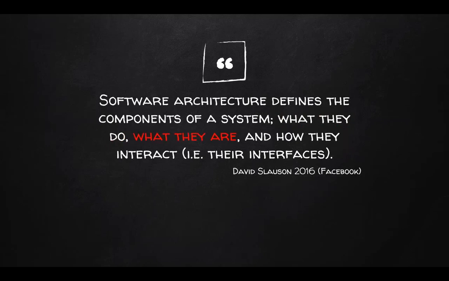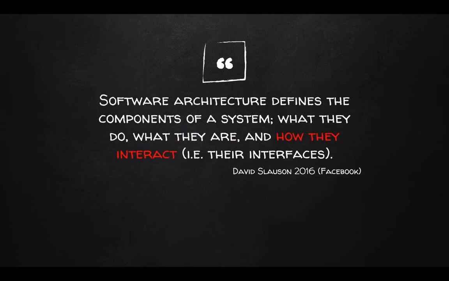The actual physical bit is what they are. And that's important as well. If you don't define that, you haven't got yourself a definition of what those components are. Is it Java? Is it Scala? Is it an Oracle database, which is also a component? Is it Mongo? Is it a queuing system? So on and so forth. You have to define that as well, and that's the physical aspect of it.